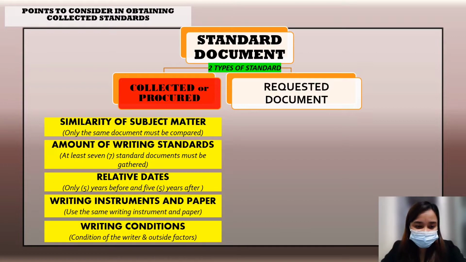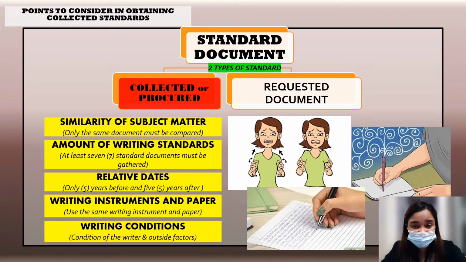Writing conditions. Conditions of the writer as well as the environment can also affect the quality of handwriting. For example, nagsulat siya ng diary ng sobrang pagod. So, yung writing na mapuproduce niya is shaky. Okay? So again, the conditions of the writer, kung anong nararamdaman niya, and the factors in the environment, like for example, mainit or kaya malamig, can actually affect the quality of handwriting he produced. Okay po?